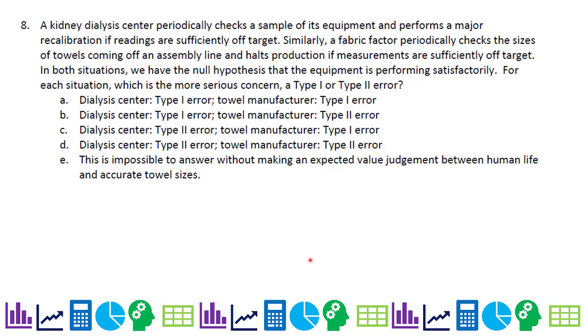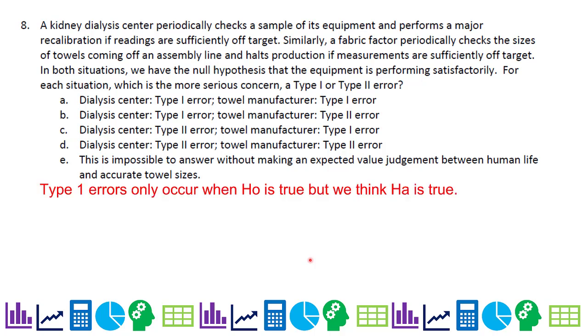So first of all, let's say, what is a type 1 error? A type 1 error only occurs when the null is true, but we think the alternate is. So the way I keep track of this, type 1 is the first hypothesis, which is your null, is true. How could you make a mistake? Oh, you think the other one is true.